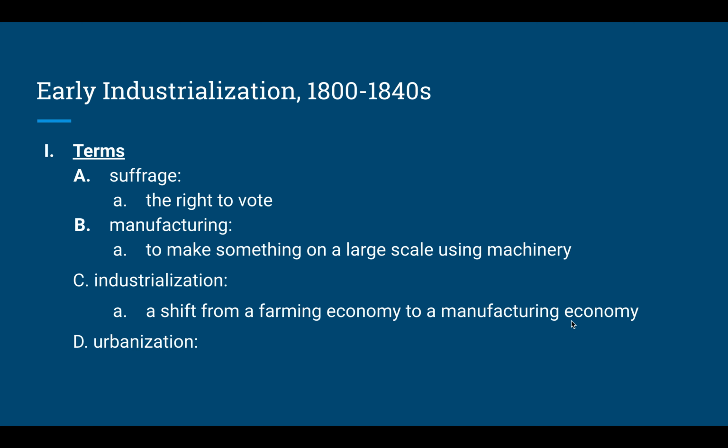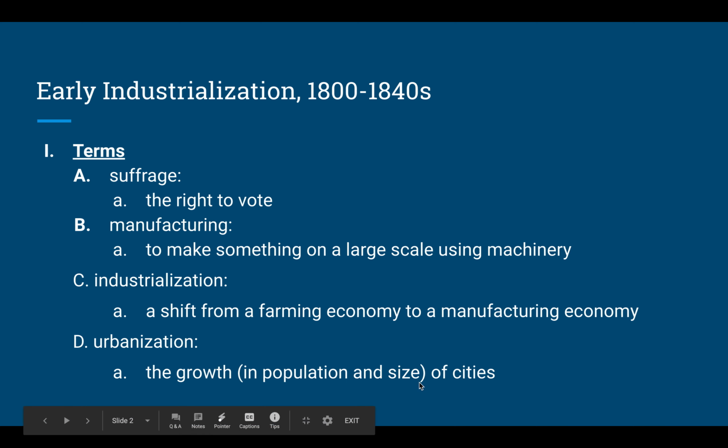And then we have urbanization. And of course, urbanization is linked to industrialization because industrialization brings about factories. Well, people are going to cities to work in those factories. So it is the growth in population and size of cities. You also have a lot of immigrants coming into America in the early 1800s, and they are going to these cities and working in these factories because they are available job opportunities.